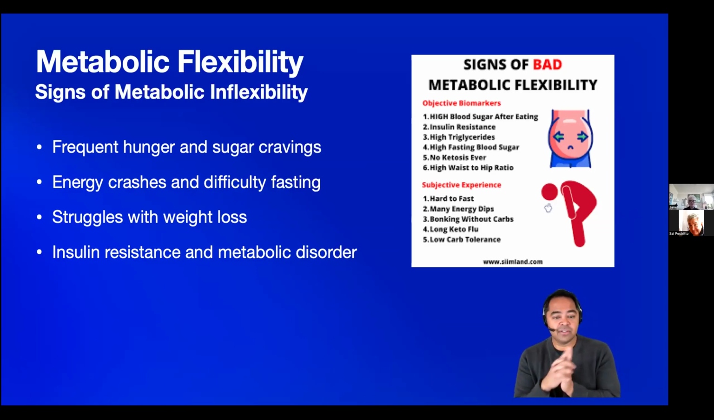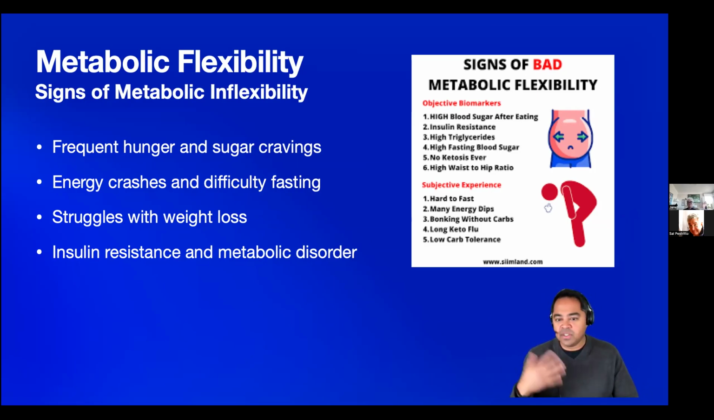Energy crashes, struggles with weight loss, insulin resistance, metabolic disorders. Those are all signs of poor metabolic flexibility. And you can see here a little bit more of a high waist to hip ratio. That's actually looking at the visceral fat ratio of your body.